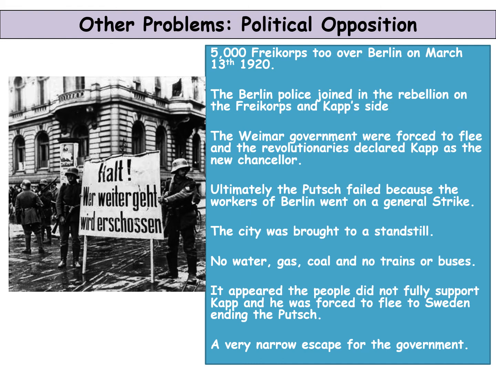And this is because the workers of Berlin, where the revolution was taking place, refused to accept it, and they went on strike. The whole of the city of Berlin was brought to a total standstill. There was no water, no gas, no coal, no trains or buses, nothing. And it really clearly showed that the people of Germany didn't actually support Wolfgang Kapp as much as he thought they did, despite his hatred of the Treaty of Versailles and their hatred of the Treaty of Versailles being the same thing. And he was forced to then flee to Sweden, and that more or less ended his hostile takeover bid. It was a very narrow escape for the government. They literally got away with that by sheer dumb luck, but it was an escape and they did manage to continue.